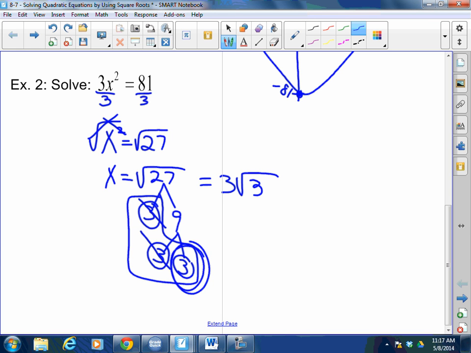And that's how you simplify square roots. What's my big mistake here? Plus or minus. Does that make sense, gentlemen? You promise? Okay.